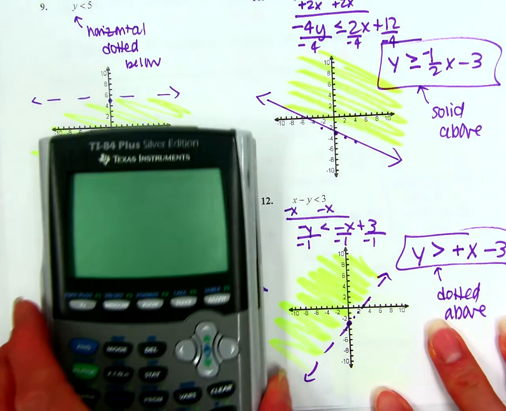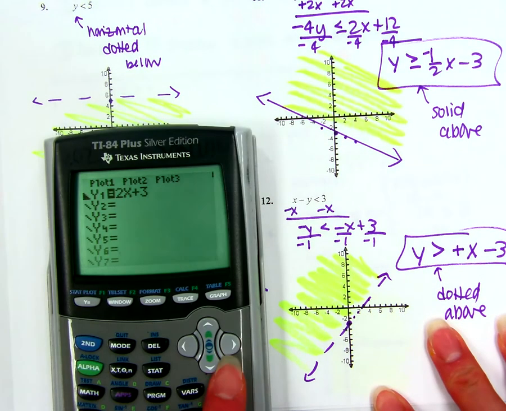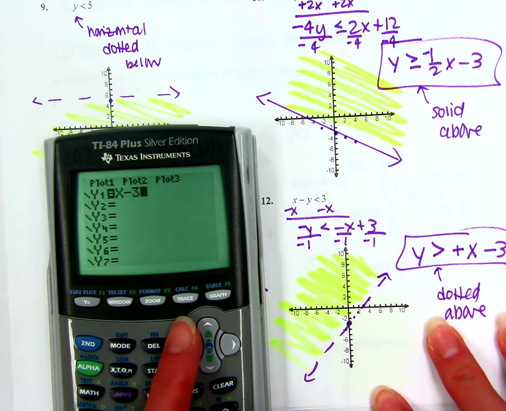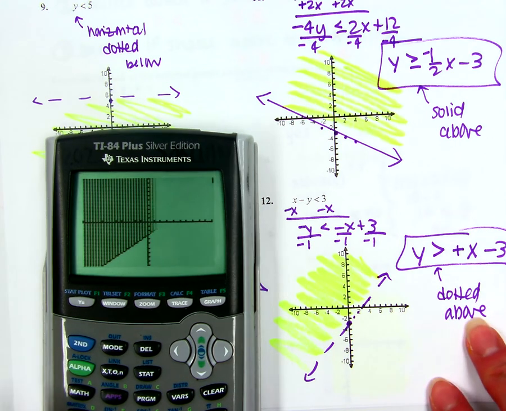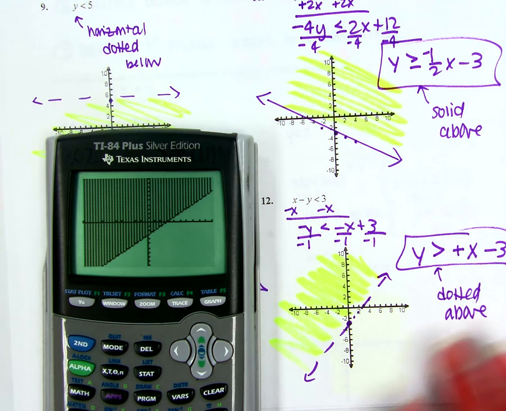If I want to check on my calculator, again, I can go to y equals, go to x minus 3, and to do the greater than part, you just move over to the left, hit enter until you have shade above. Then hit graph, and then that should match what you have on your paper. So remember, use your calculator to help you check your results, and hopefully you'll get more of these graphs correct.